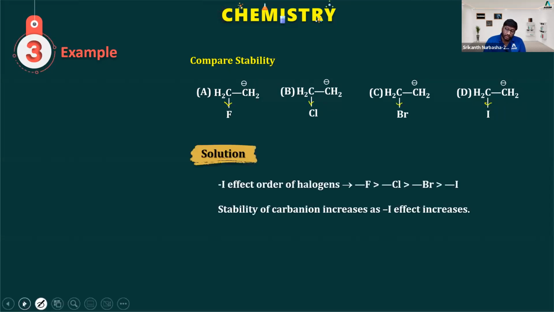So if you look at that point, the minus I effect of halogens is fluorine greater than chlorine, then bromine, then iodine. So A, B, C, D will be the right order for the stability. The more electron withdrawing, the more the stability gain. More stability means more stable.